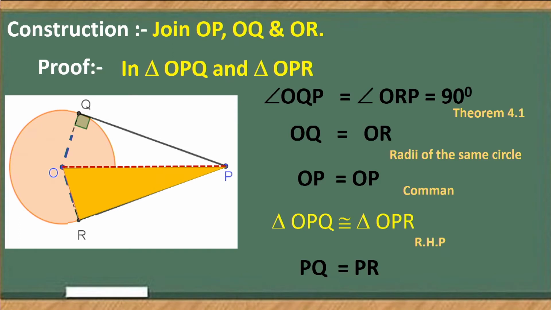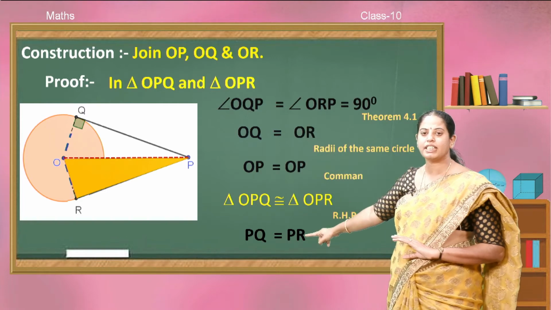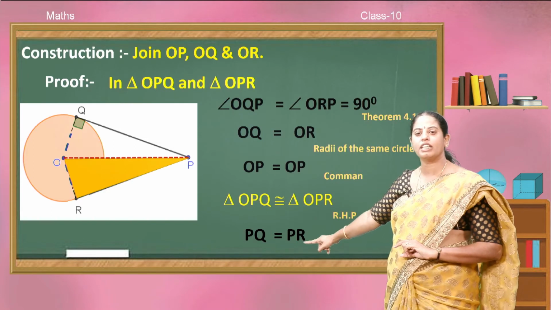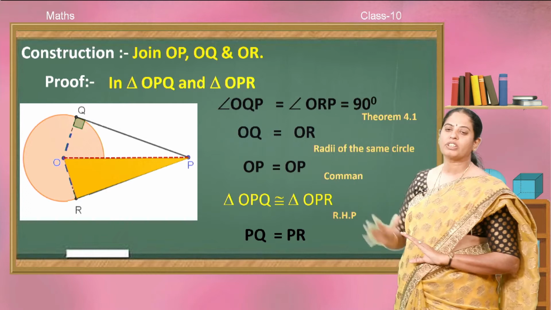What are the remaining elements? The two sides are equal, we have already shown. The third side, the remaining side, is PQ and PR. Since these two triangles are congruent, the two sides are equal, hence we proved the theorem.